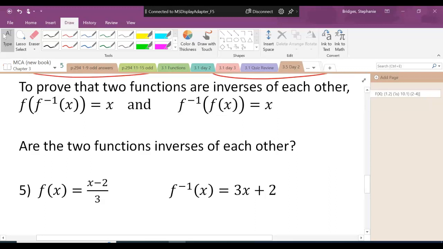Then you're going to reverse. You're going to take the original function and put it in place of x into the inverse function. That's what that second part says. f inverse of f of x should also simplify to be x. So basically you're going to take each function and plug them into each other 2 separate times. If they both simplify to be x, then they are inverses. If they don't both simplify to be x, then they are not inverses.